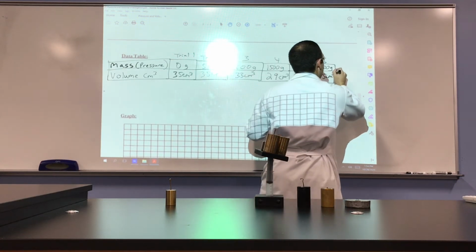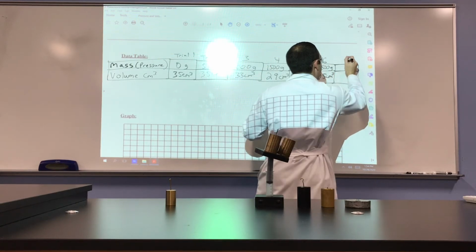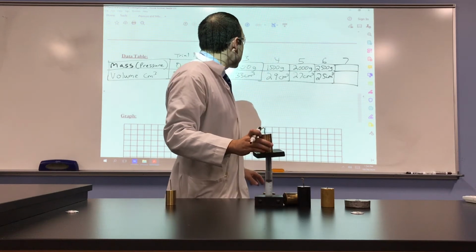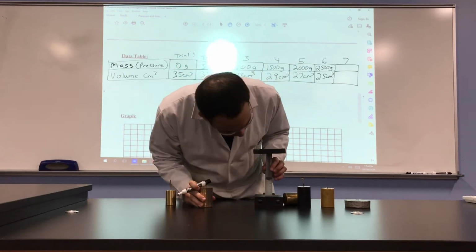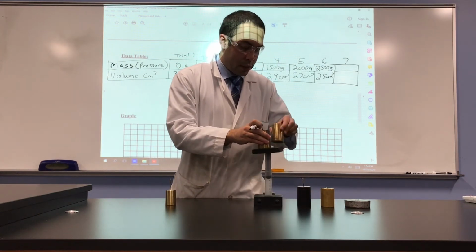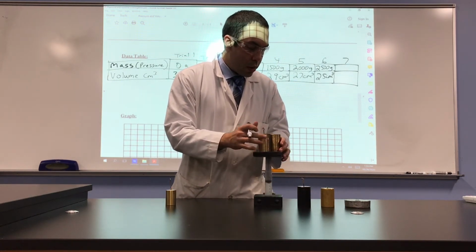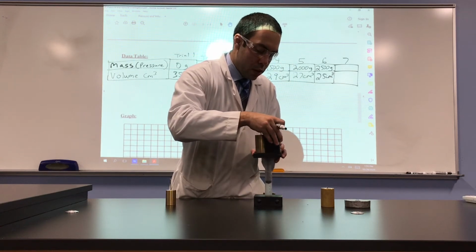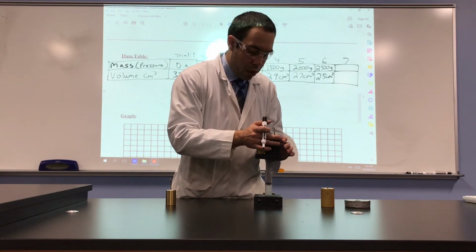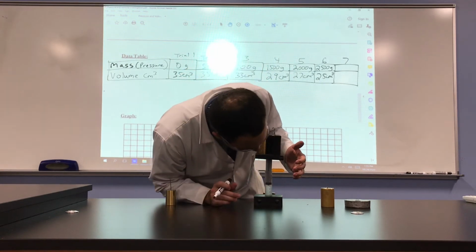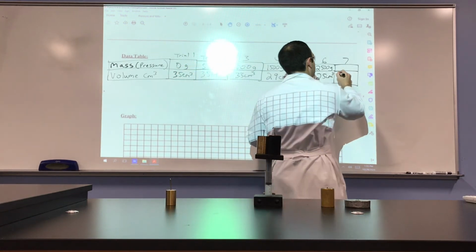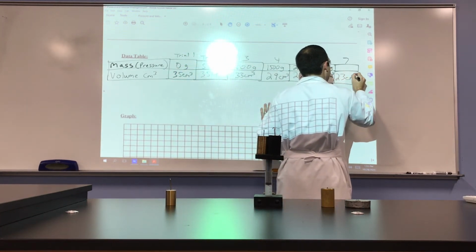Let's do one more over here. Trial 7. Oh, we lost the weight. Trial 7 is going to be 3,000. So let's reset to 35. 1, 2, 3,000. Try to balance them off so they don't fall off. And we're at 23 cubic centimeters. Hopefully you're noticing a pattern.